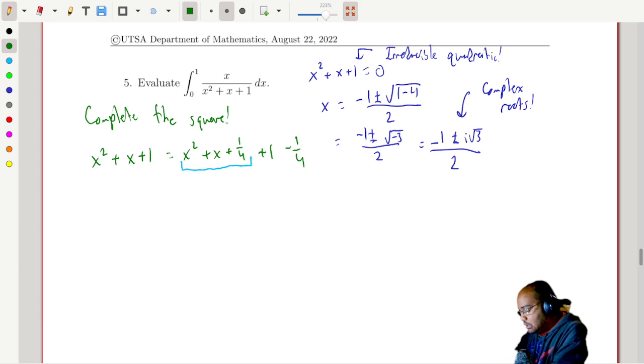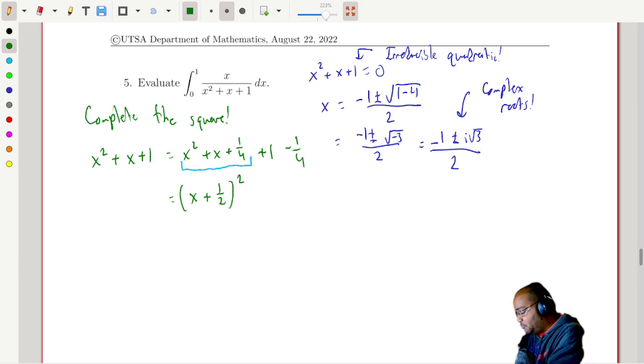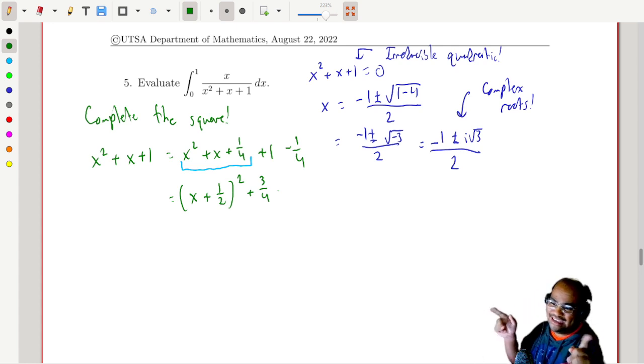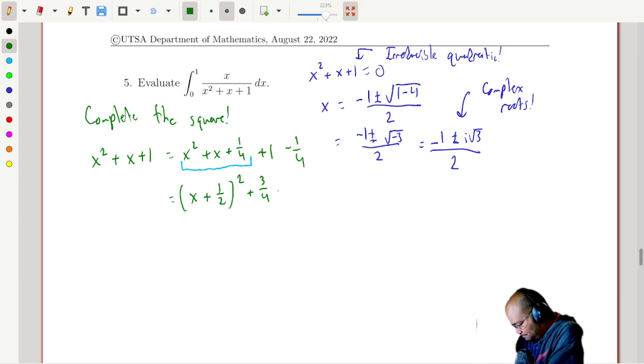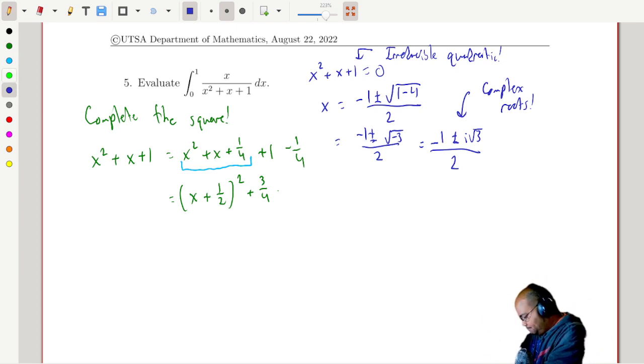Okay. Now, that stuff in the blue under the bracket factors as x plus 1/2 squared. And then what about the rest? Well, 1 minus a fourth is 3/4. Now, doesn't that look like something we may have seen before? Something squared plus number squared? I see that, so I should say, hey, that's a trig sub. So we're going to go ahead and do a trig sub here.